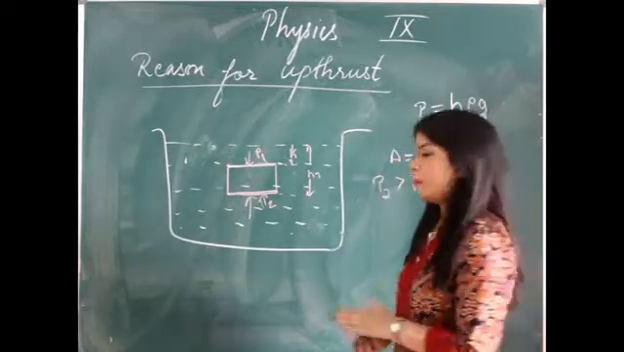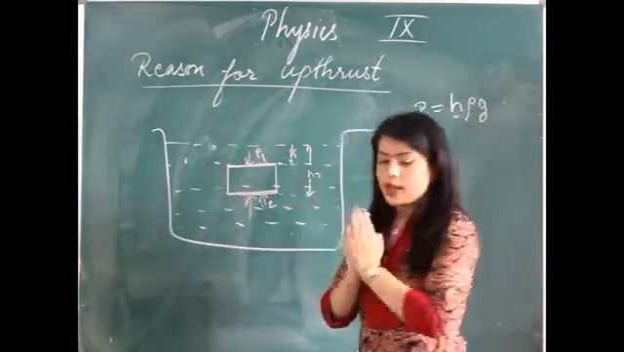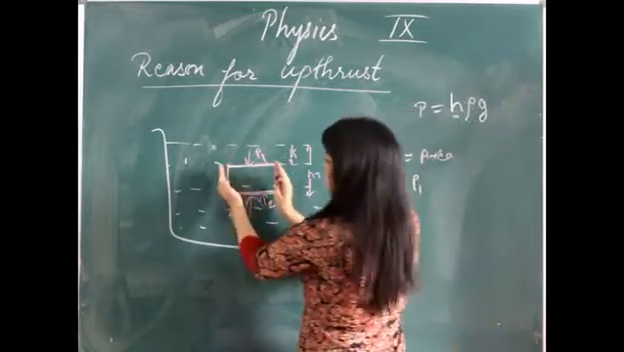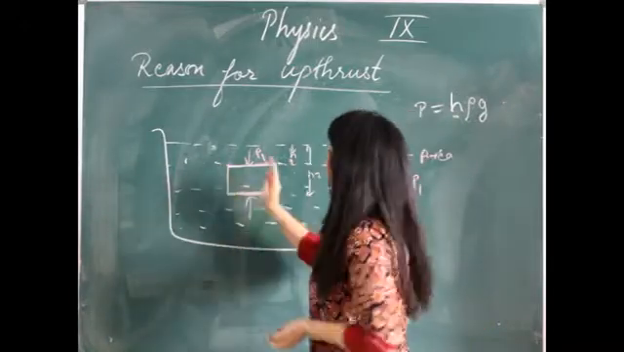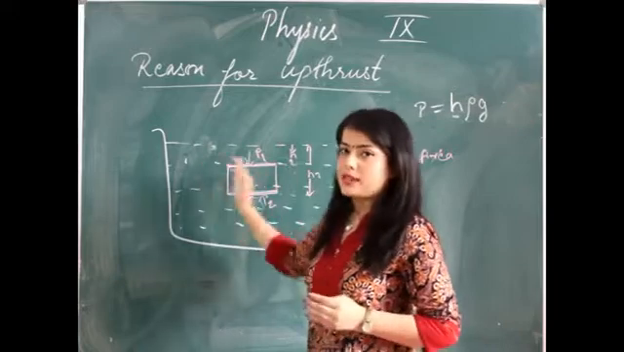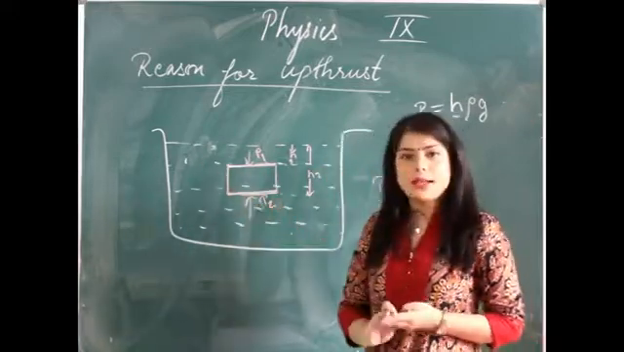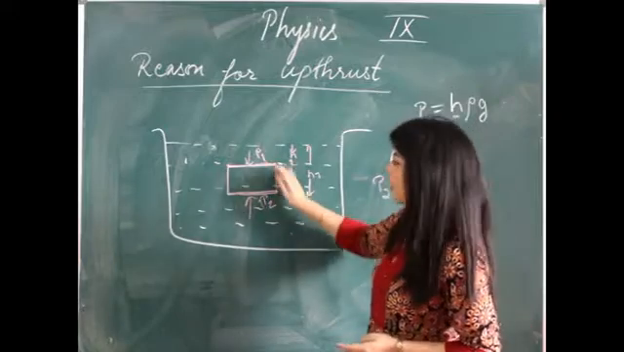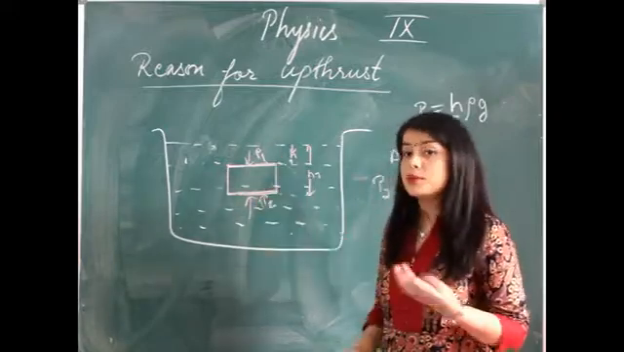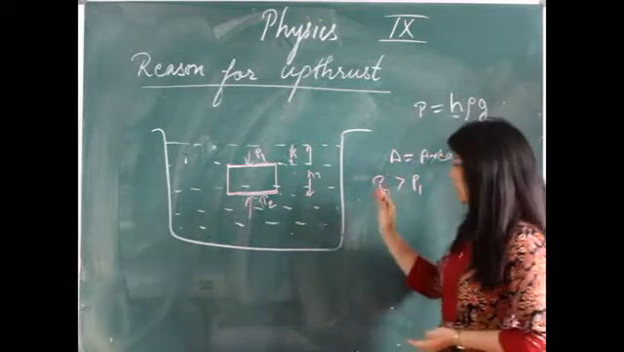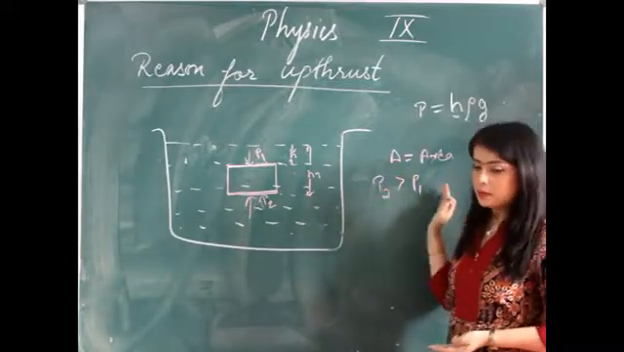Now let us consider the pressure at the sides of this object. The two sides are at the same level, they have the same height, so the pressure at this part and the pressure at this part will get cancelled out. So only P1 and P2 have to be considered, and what is that? P2 is greater than P1.